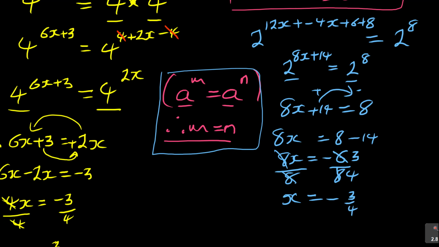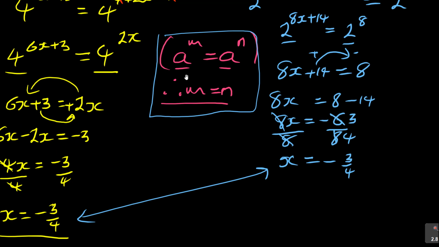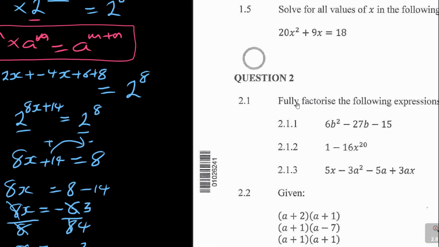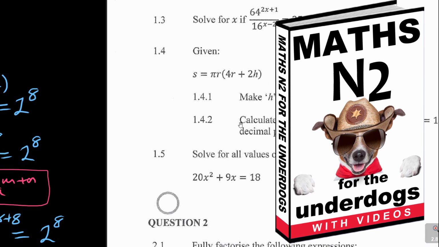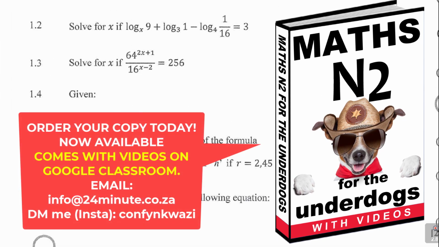Same answer that we got in the previous one. See? So that is in a way the same, just that I approached it differently. I used 4 and I used 2. It's about understanding your exponential laws. All right. Let's move on again to the other one, 1.4.